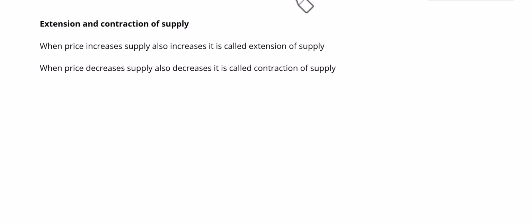In our today lecture, we are going to discuss what is the difference between extension and contraction of supply. Basically, when price increases, supply also increases. It is called extension of supply. When price decreases, supply also decreases. It is called contraction of supply.